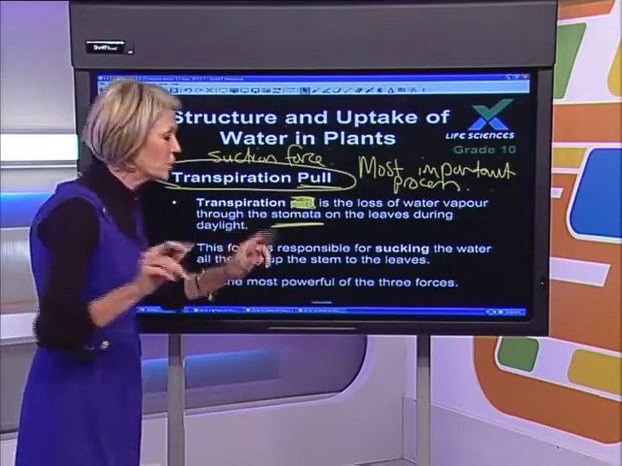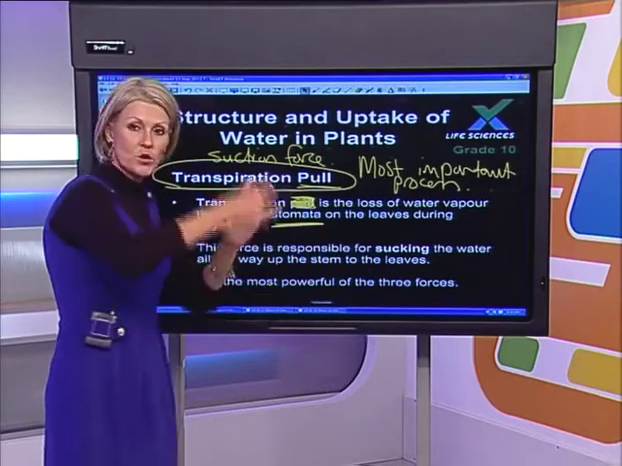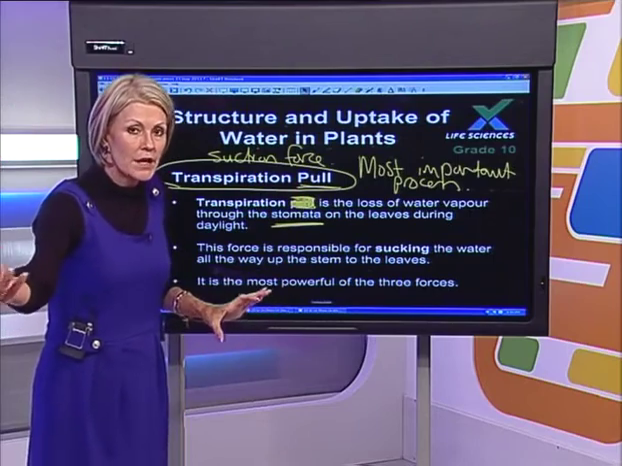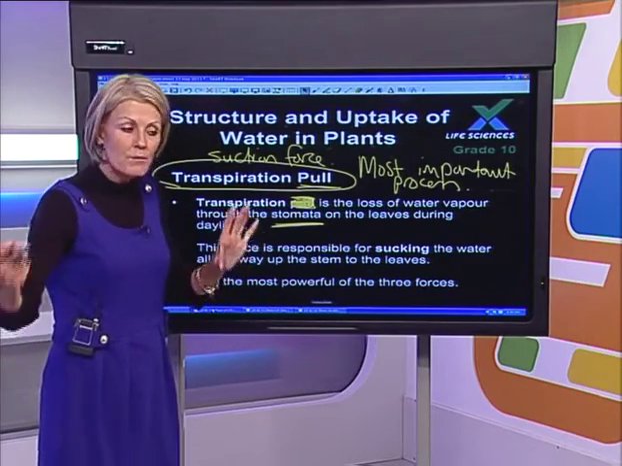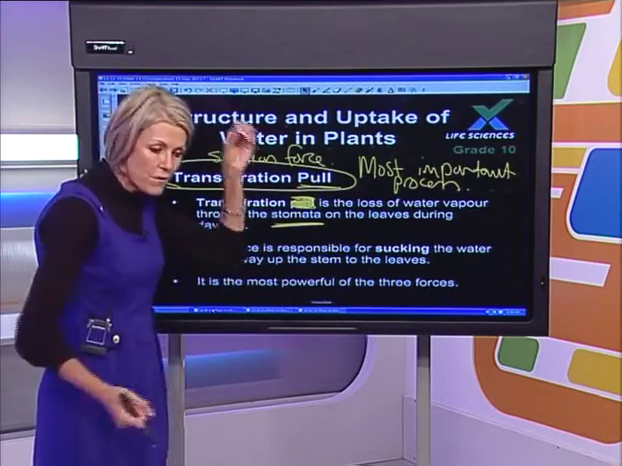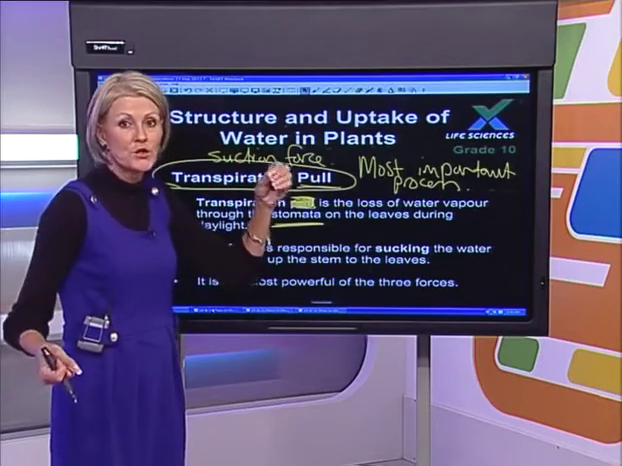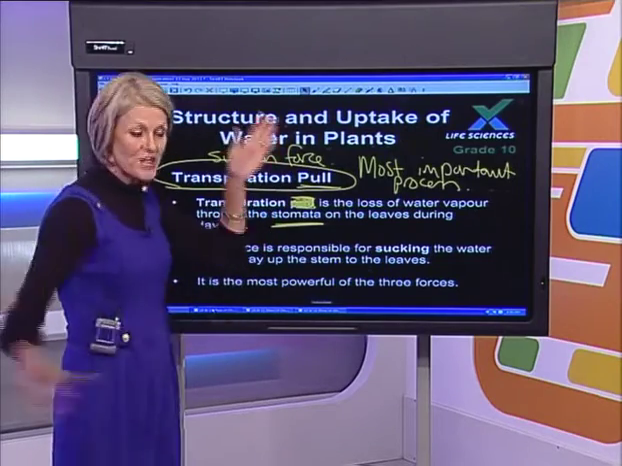So, transpiration pull, number 1. Transpiration is water leaving a leaf, or leaving a plant, purely because of water potential and diffusion. High concentration to low concentration, out.